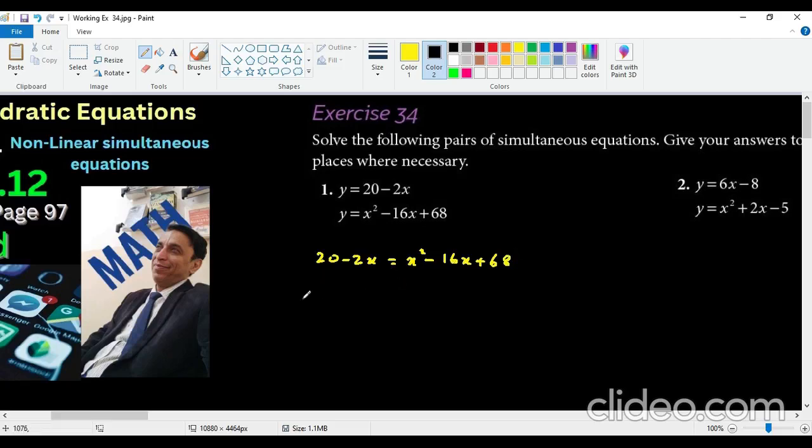Here we'll make this a quadratic equation. It's going to be x squared minus 16x as it is, and from the other side we bring this minus 2x to make it plus 2x, and plus 68 and minus 20. So this gives us x squared minus 14x plus 48 equals 0.